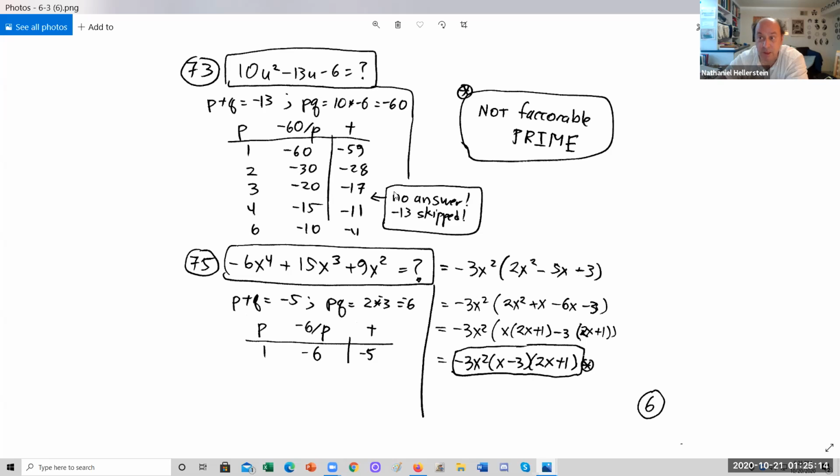Quadratic formula, absolutely. All right, here's negative 6x to the 4th plus 15x cubed plus 9x squared. Now, the 6, 15, and 9 have a factor of 3, and let's make it a negative 3 for fun. And there's x to the 4th, 3, and 2, so there's a common factor of x squared as well. So remove a factor of negative 3x squared, and then dividing these out by negative 3x squared, we have 2x squared minus 5x minus 3.